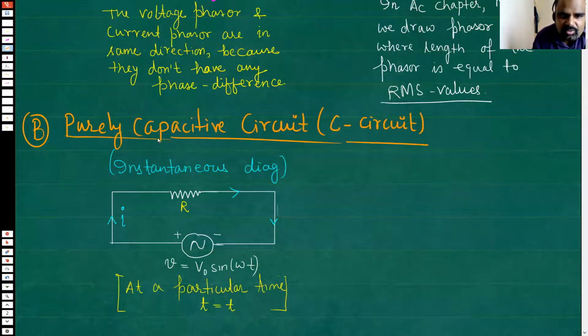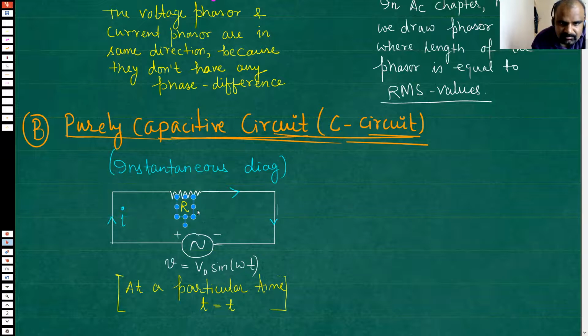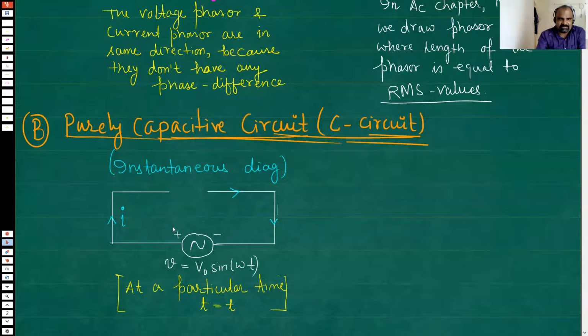Okay. Now again, two types of diagrams we will draw. One diagram will be instantaneous. Now here, of course, we need to make some changes. What change do we need to make? The resistor has to be replaced by a capacitor. So we will replace that resistor by a capacitor. So this is the capacitor, this is the voltage, and this is a snapshot taken at a particular time t.